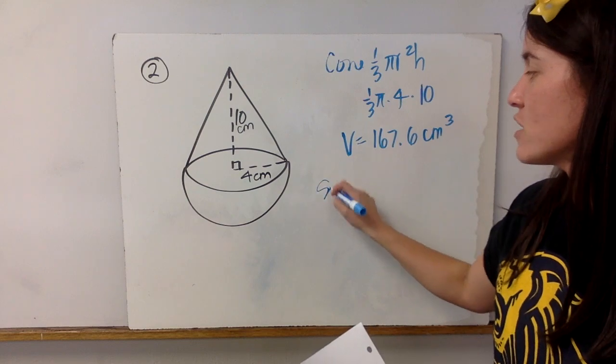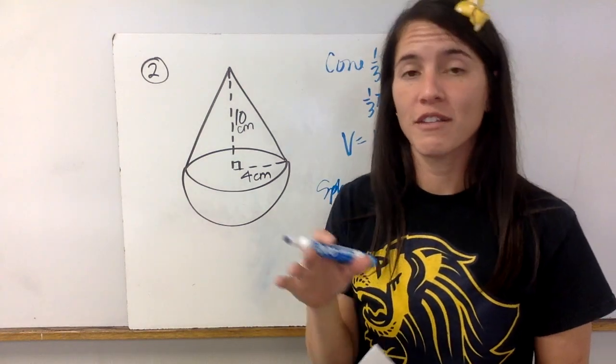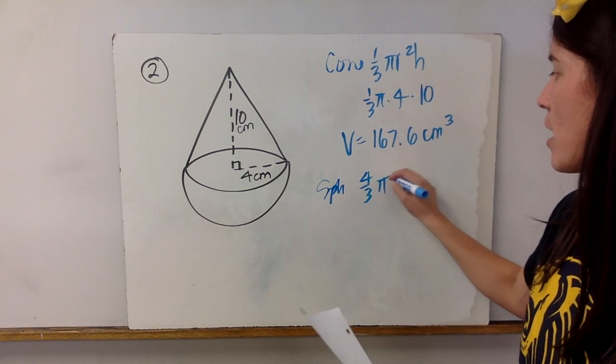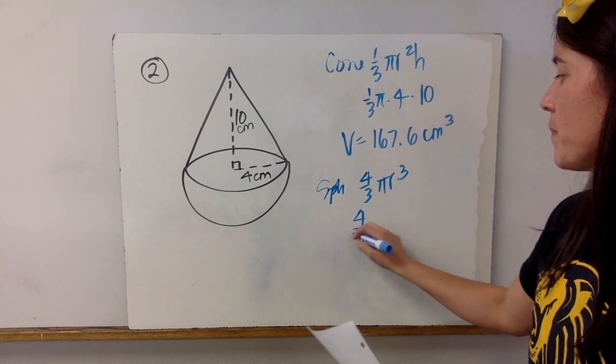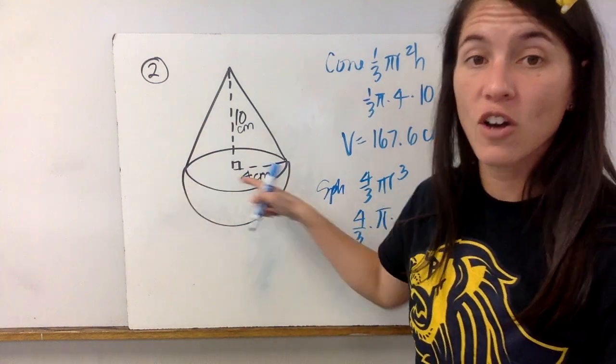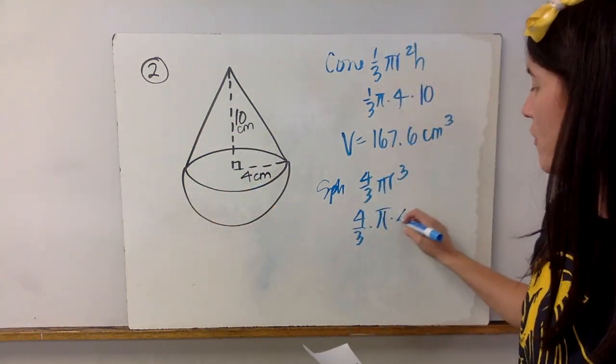Now my volume of the sphere, again, I'm going to take the volume of the whole sphere, and at the end I'm going to divide it by 2 to get half of it. 4/3 pi r cubed. And the radius of the sphere is also going to be the radius of the cone because they line up on top of each other. And 4 cubed.